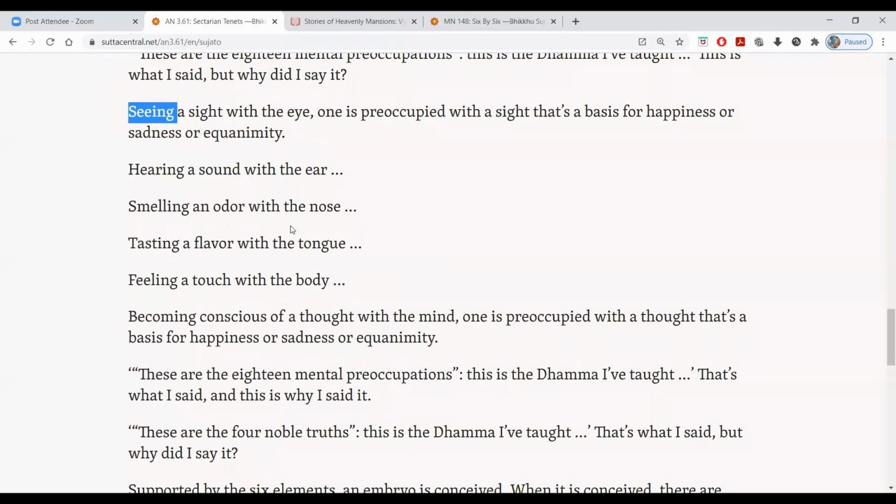Smelling an odor with the nose, one is preoccupied with the smell. That is the basis for happiness or sadness or equanimity. You can feel that even now, something new that smelled really nice. You think about that incident and the same feeling will arise. Right?